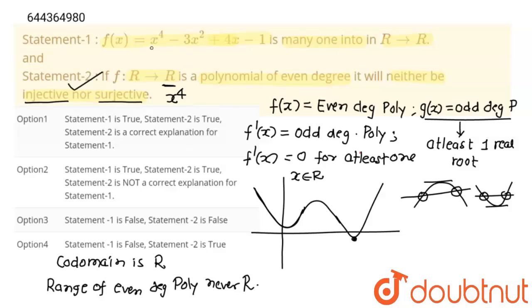And here if you see, now take the reference of the second statement. This is an even degree polynomial, so this is not injective. This is many one. And this is not surjective, which means that this is not onto, this is into, in R to R. So statement 1 is also correct and statement 2 is the correct explanation for statement 1. So option 1 is correct.